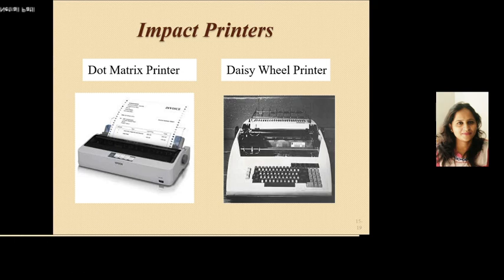The advantages of daisy wheel printers are they are more reliable than dot matrix printers, have better quality, and the fonts of characters can be easily changed. And the disadvantages of the daisy wheel printer are it is slower than a dot matrix printer, noisy, and more expensive than dot matrix printers. Okay.